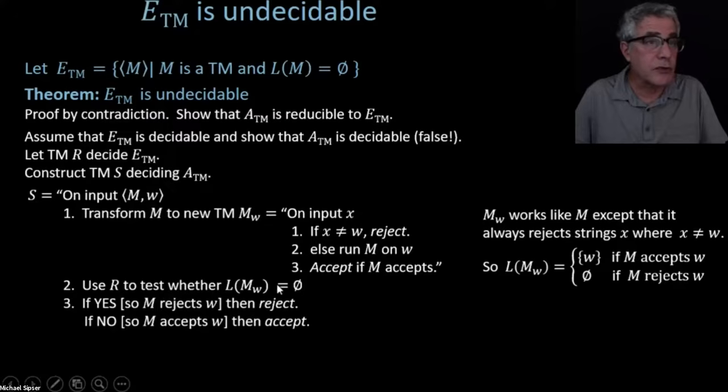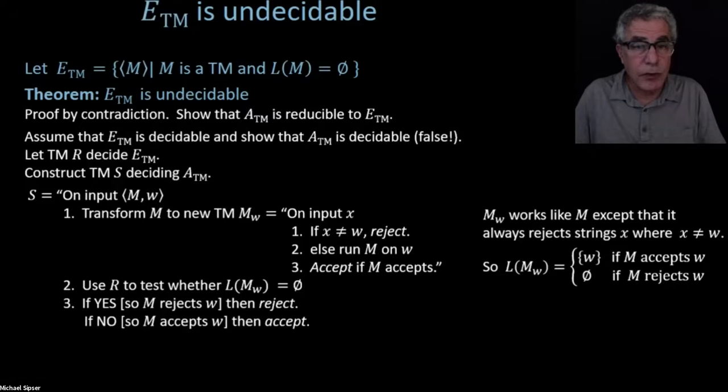So I'm going to use R to test whether M sub W's language is empty. If yes, that means that M rejects W, so then we're going to reject. If we know that M sub W's language is empty, that must have been that M rejected W. So now, as an EQ_TM decider, which is what S is, S is supposed to reject, which is what we have here in the description. And if no, that means the language is non-empty, so M accepts W, and so therefore we're accepting. So there's a little bit of a twist here also.